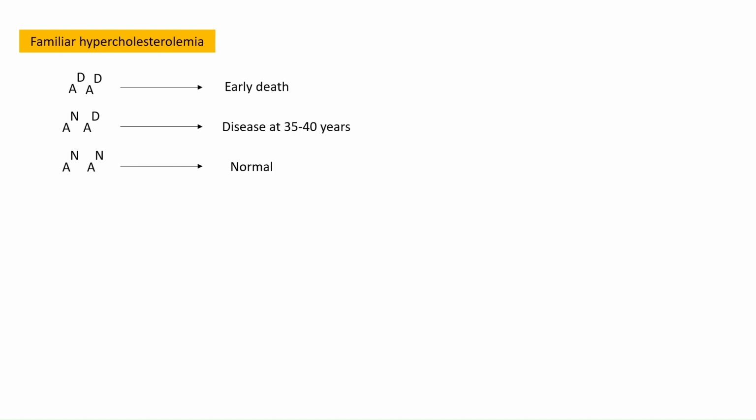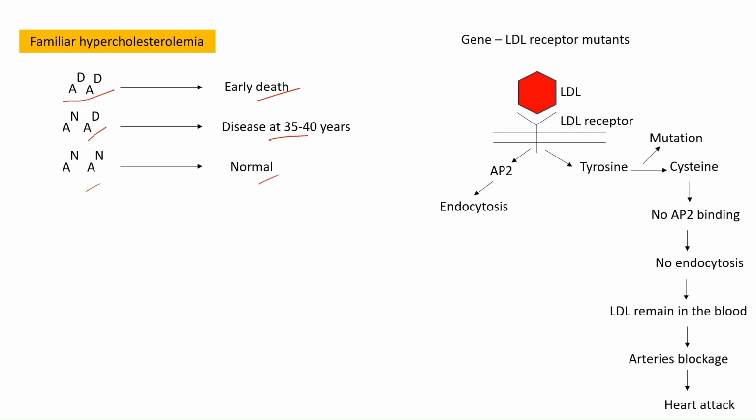The second disease is familial hypercholesterolemia. Again, the same thing. When both the defective alleles are present, it results in early death. When one of the alleles is defective, it will cause the disease at the age of 35 to 40 years. When both the alleles are normal, the individual will be normal. Now, the gene responsible for this gets mutated, and this is the gene for the LDL receptor.